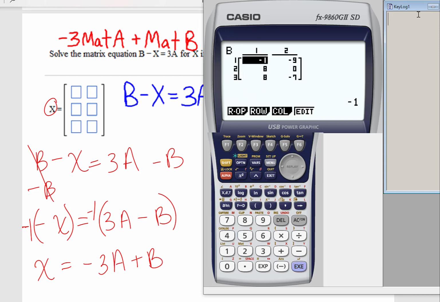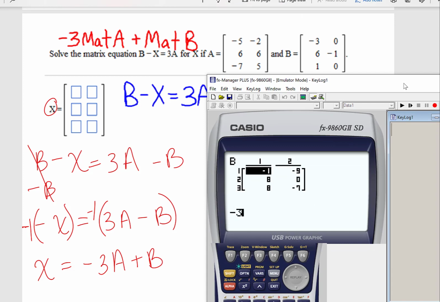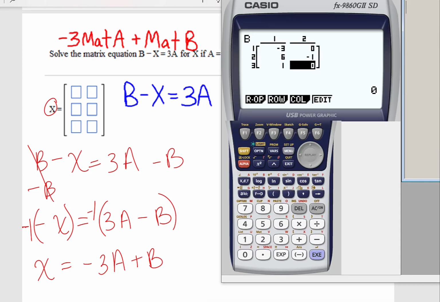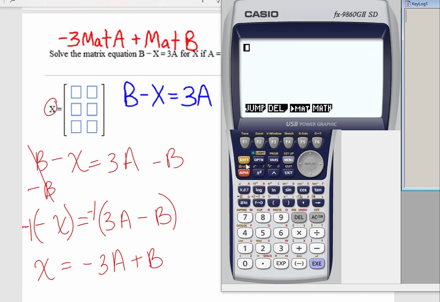I go down to matrix B, enter in the values there, -3, 0, 6, -1, 1, 0. Check my values. Okay, exit out. Now my calculator has them saved in, so I can go ahead and enter this in. So we have -3 times matrix A. So shift 2 to get matrix alpha A, and then plus matrix B. Whoops, not what I was trying to press. There we go. All right, we get 12, 6, -12, -19, 22, and -15.